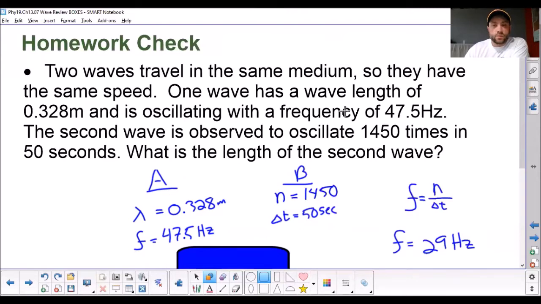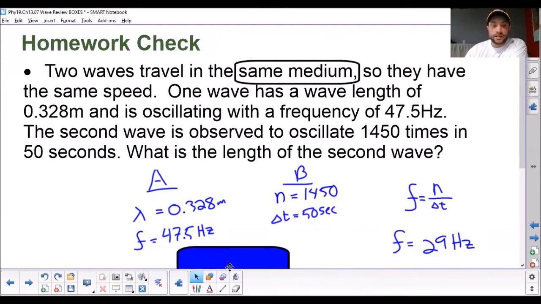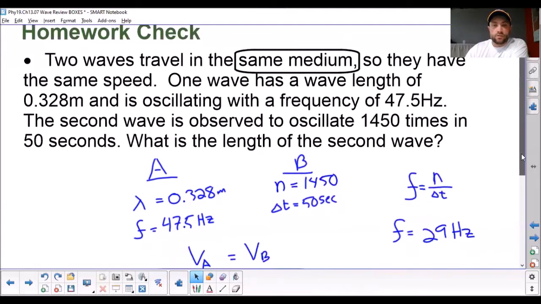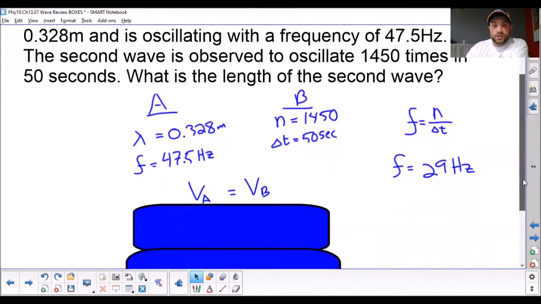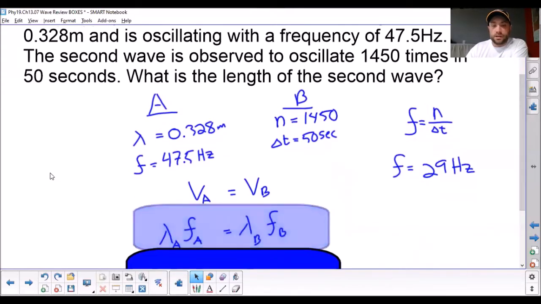The key on this one is that it says that the wave is going through the same medium, meaning that all mechanical waves that go through the same medium have the same speed. Everything will have the same speed. So therefore, the velocity of wave A has to be equal to the velocity of wave B. That's the key point.